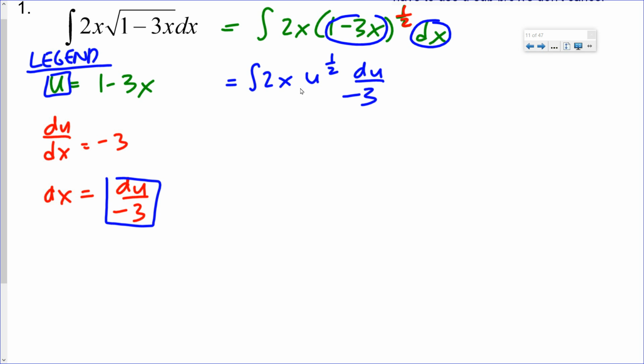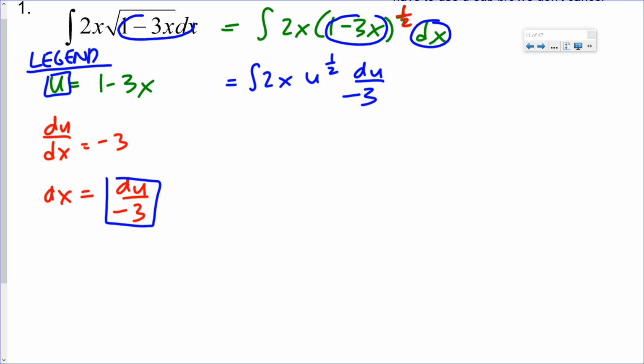All right, do I have all u's here? My x's don't cancel out? Oh no. What am I going to do? Back substitution. Actually, the first thing you would do is look at the problem and say, maybe I picked the wrong u. Does that make sense? Maybe I picked the wrong u.